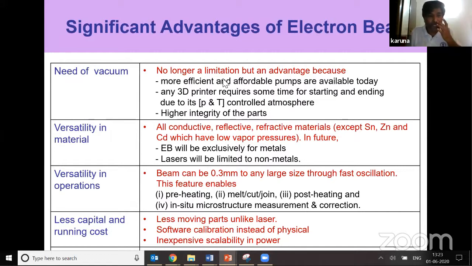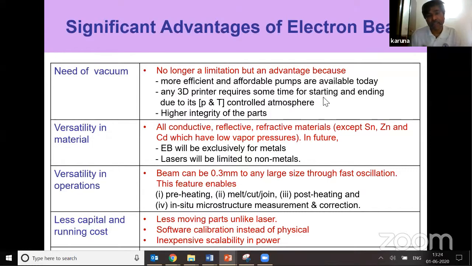Then, as you all know, electron beam works only in vacuum. Okay. In the past, it was considered as the limitation or disadvantage of electron beam additive manufacturing or electron beam welding system. But today it has become an advantage because when you produce something in vacuum, there is no contamination possible. Oxidation is simply not possible. Of course, you are spending money in evacuating the chamber. But today we have pumps and other systems. They are able to pump far.